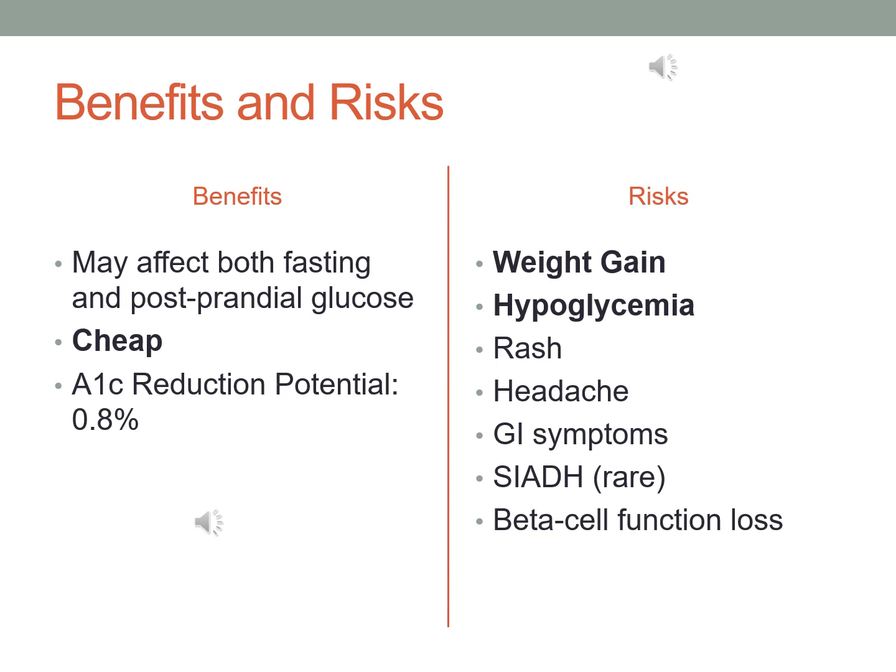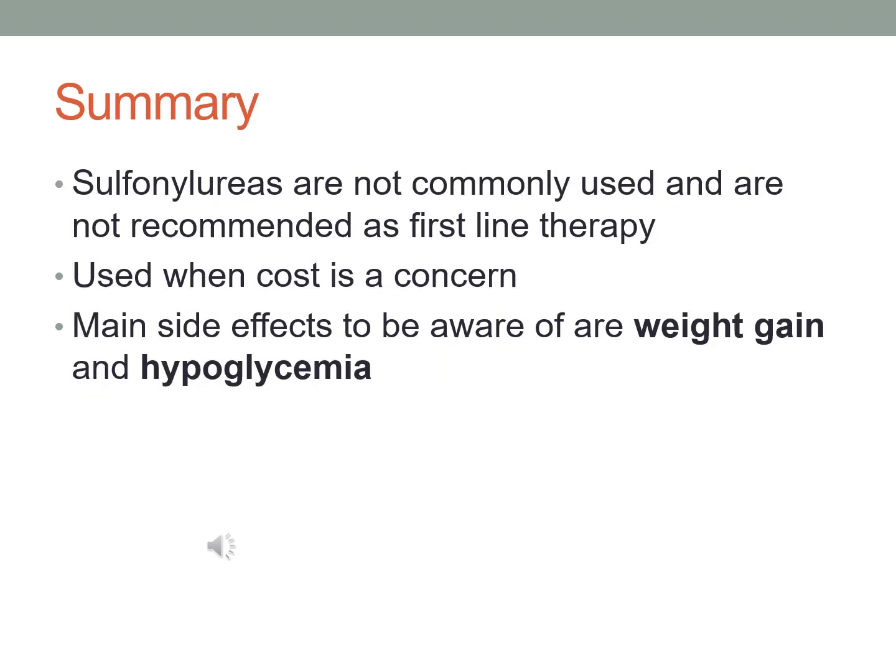If you see them used, it's because they are cheap, they may affect both fasting and postprandial glucose, and have an A1C reduction of 0.8%. In summary, sulfonylureas are not commonly used and are not recommended as first-line therapy, but they do have a role when patients cannot afford other agents. The main adverse effects are weight gain and hypoglycemia. Make sure to communicate with your patients about the risk when they are prescribed sulfonylureas.